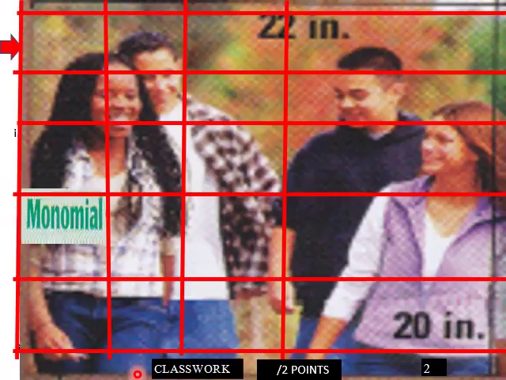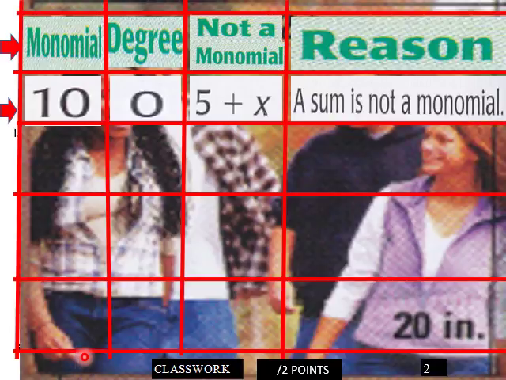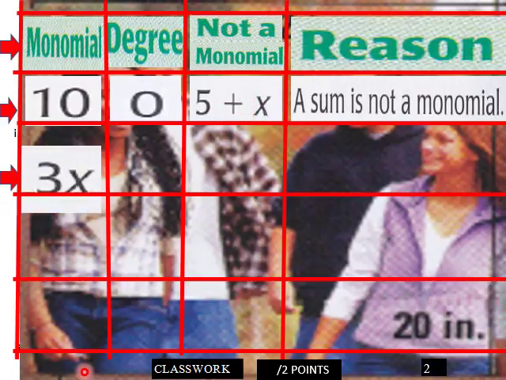So here's a cool table here. Monomial, degree, not a monomial, and reason. For 10, degree 0, for this number 10 is a degree 0. Not a monomial. This has got 2 terms here, so it's not a monomial. This is 1 term. Reason, a sum is not a monomial. The reason why is because we have this operator right here, the addition sign.